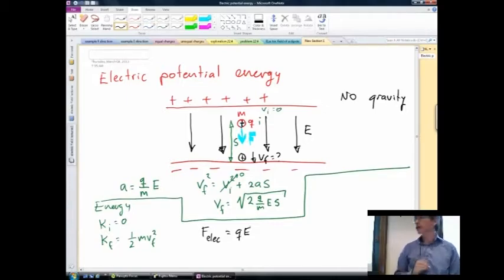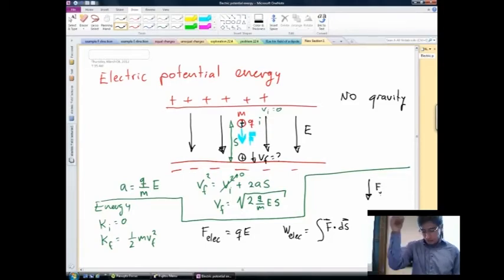We know that the force did some work, right? So the work done by that force will be equal to the integral of the force as a vector multiplied by the displacement of the particle. That's how we define the work done by a force. Now the force acting on that particle as it's moving down is the electric force, and that force points down. And the displacement that we're talking about is also pointing down.